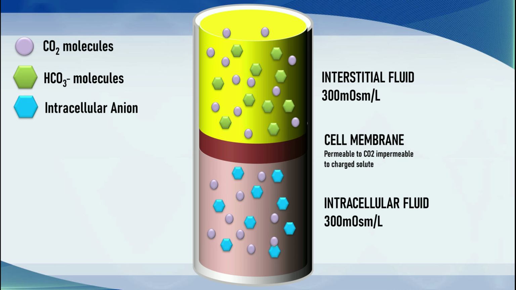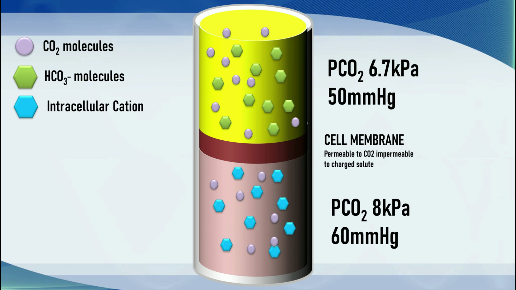At this point in time, all things are equal. There is an equal osmolality between the two compartments, so the bicarbonate and the phosphate stay where they are, and the carbon dioxide tension is equal between the two compartments. But that's not how the body works.